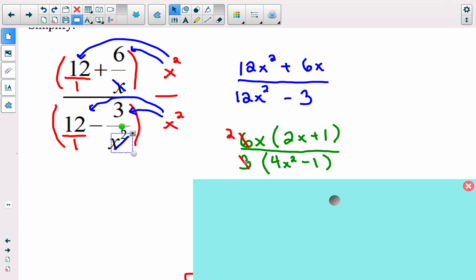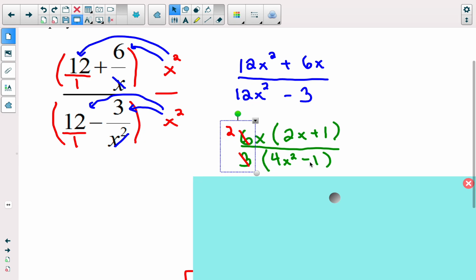So the factor 3 in the denominator is going to simplify with the factor 6 in the numerator, leaving us with a 2x times 2x plus 1. And then our denominator is going to be 4x squared minus 1. If you noticed, after you pull out the factor of 3 in the denominator, 4x squared minus 1 is a difference of 2 squares, which will factor into 2x plus 1, 2x minus 1. You're welcome to factor that before you do this simplification here.